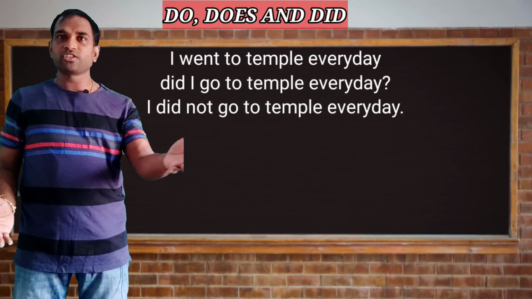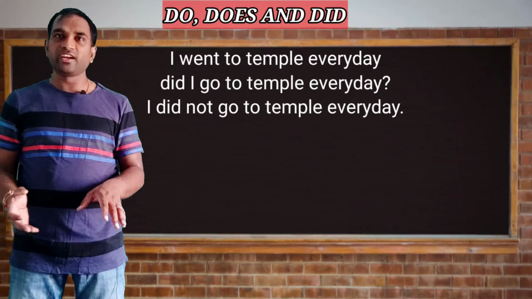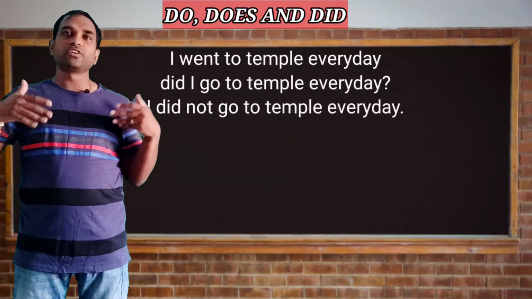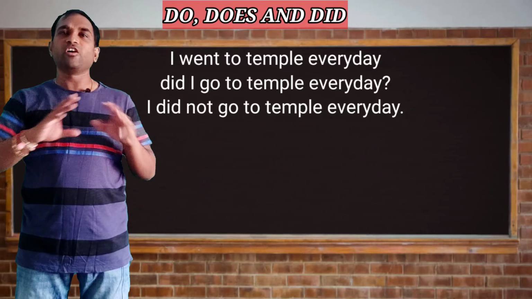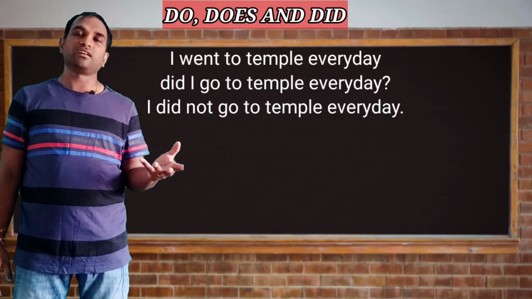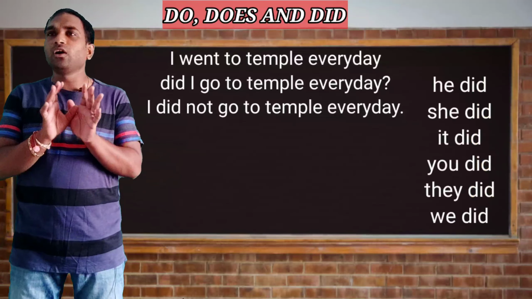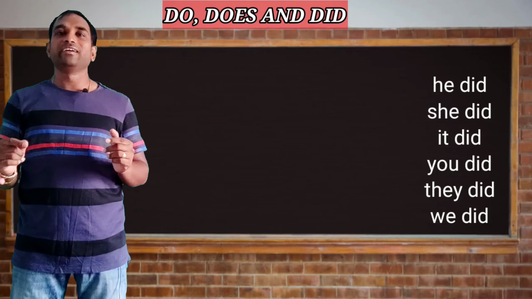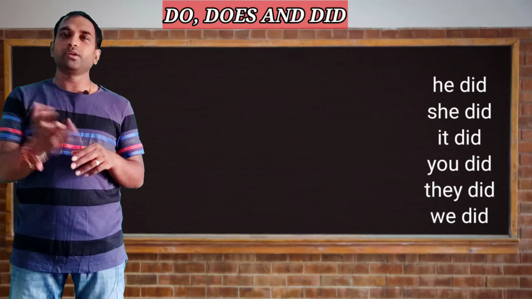For making it a question, did I go to temple? For making it a negative, I did not go to temple. And he also takes "did." She also takes "did." All the subjects will take "did," whether singular or plural. All the subjects, including singulars and all the plurals, take "did" as a helping verb in simple past tense.